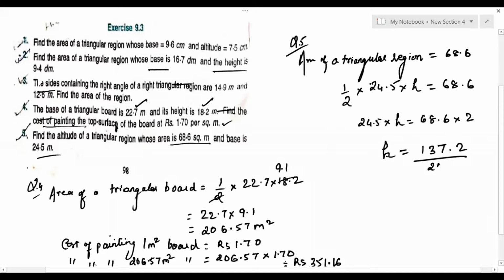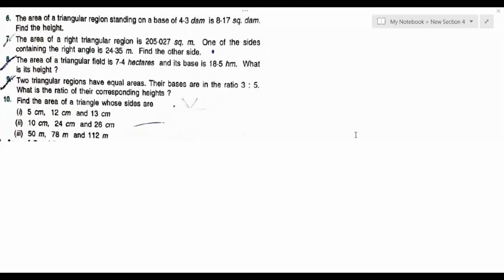divided by 24.5. I already told you when numerator and denominator both have the same number of decimal places, we can remove them and it will become 1372 upon 245. And when you divide it, you will get the height as 5.6 meter. Next is question number 6.